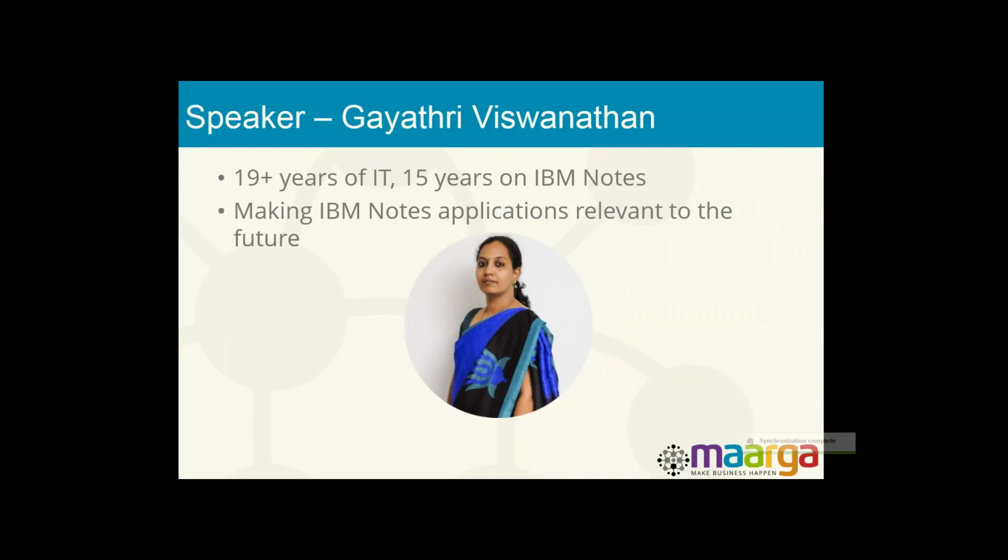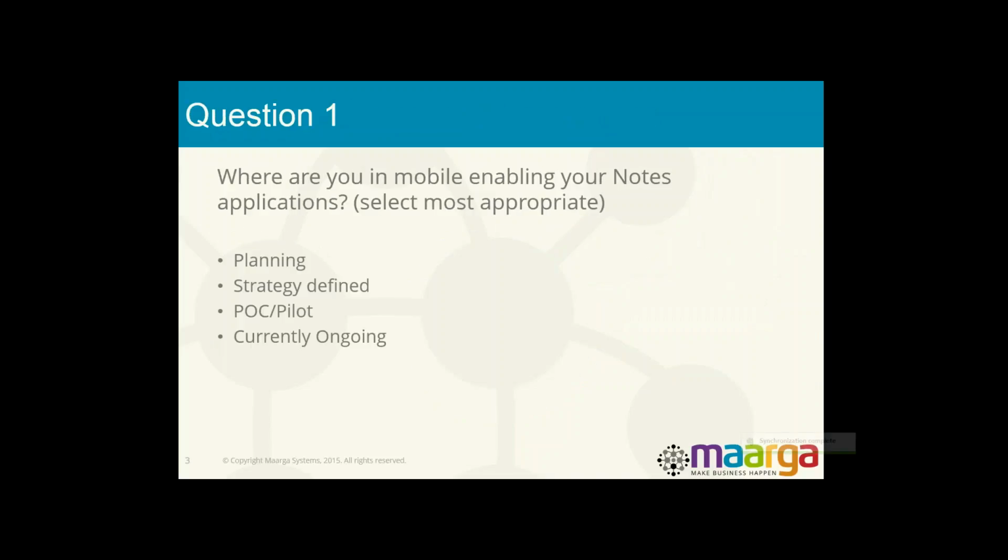So let's get started with a quick poll question. Where are you in mobile enabling your notes applications? When I say planning, it's, yeah, we have to do it and we're just getting started. When your strategy is, yeah, we know what we're going to do, and POC, pilot, and of course currently ongoing are self-explanatory. Scott, could you run the poll question, please?